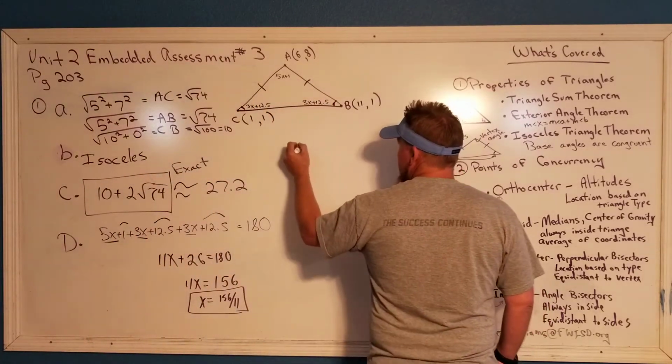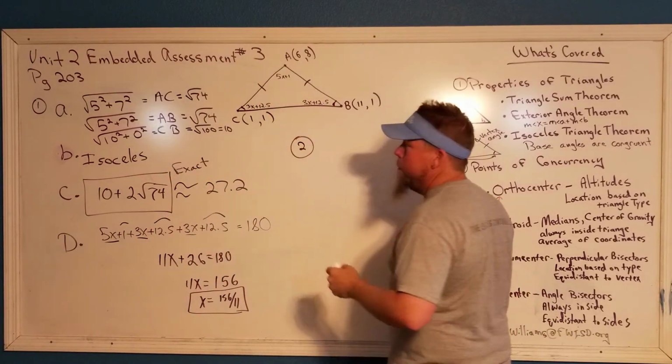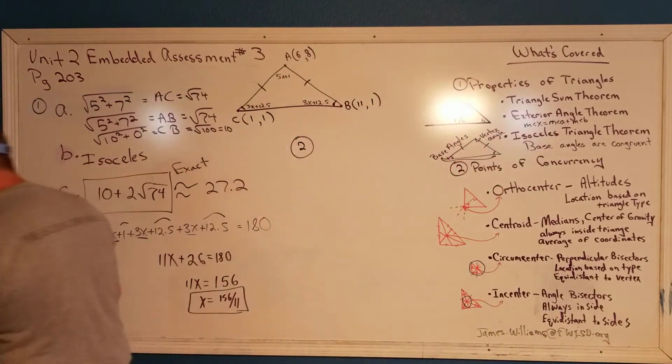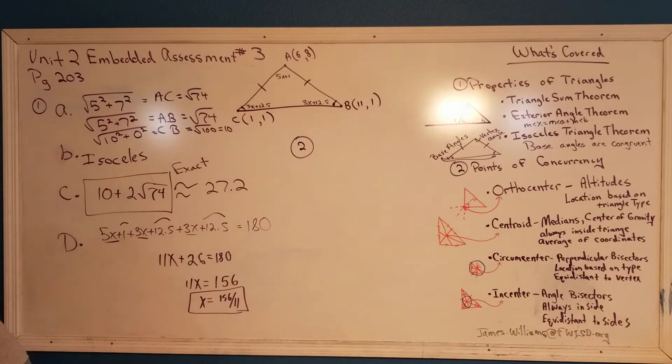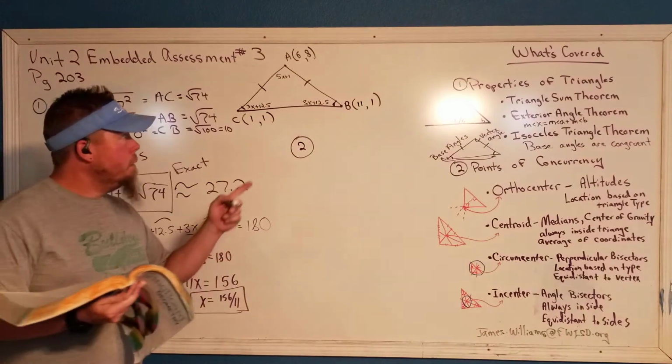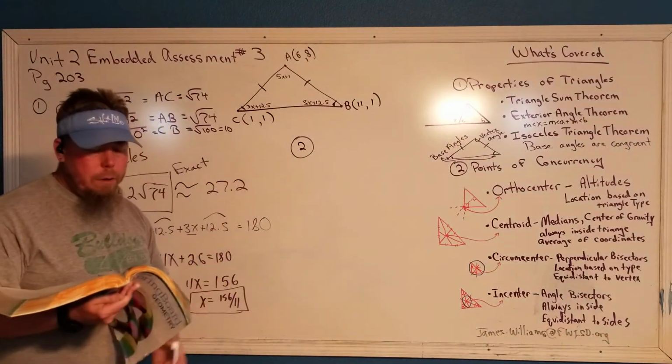Let's talk about question number 2. Question number 2 is on the back, on page 204, and it is dealing with the points of concurrency. All right, they're going to use the same triangle we used in number 1, but now we're going to talk about points of concurrency.